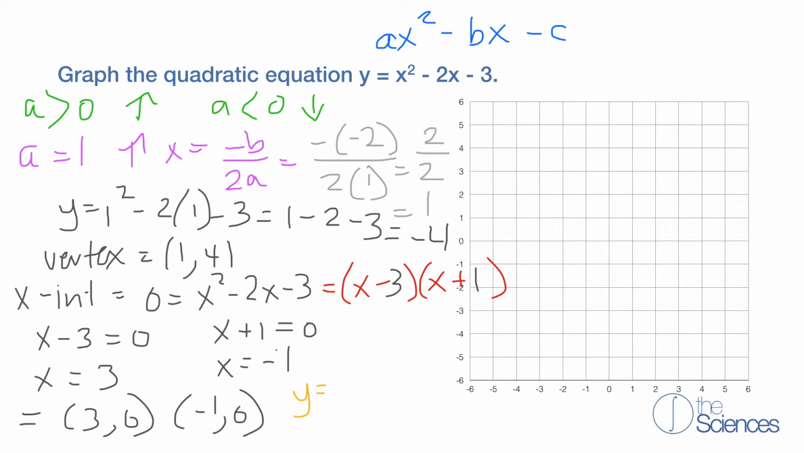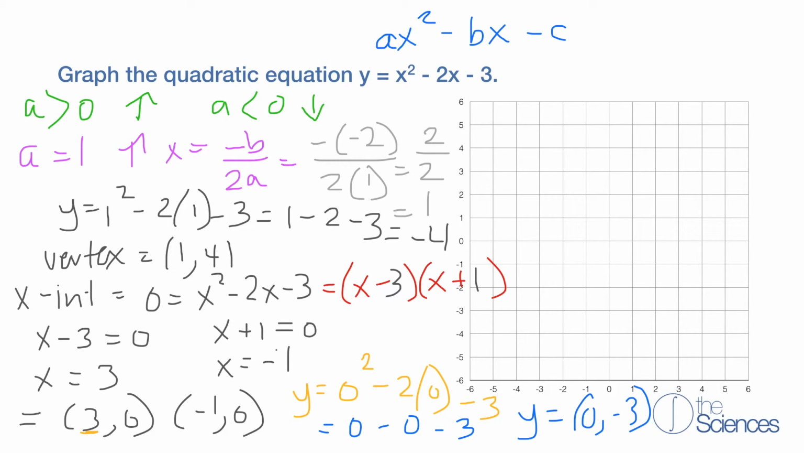Now we're going to solve for our y-intercept. And we do this by substituting 0 for x in our equation. So when we do that, we get 0 squared minus 2 times 0 minus 3. So now we get 0 squared is 0, minus 2 times 0 is 0, minus 3. So our y-intercept is at point 0, negative 3.